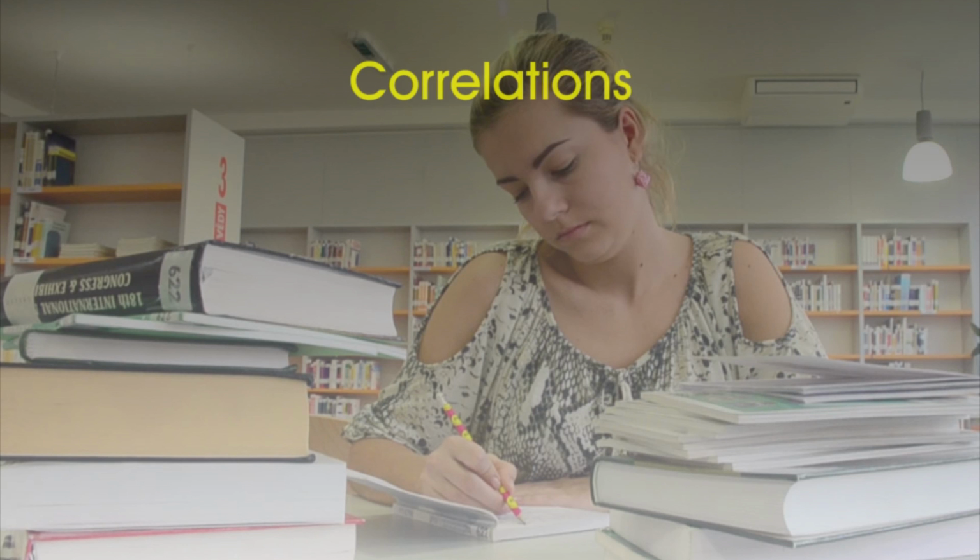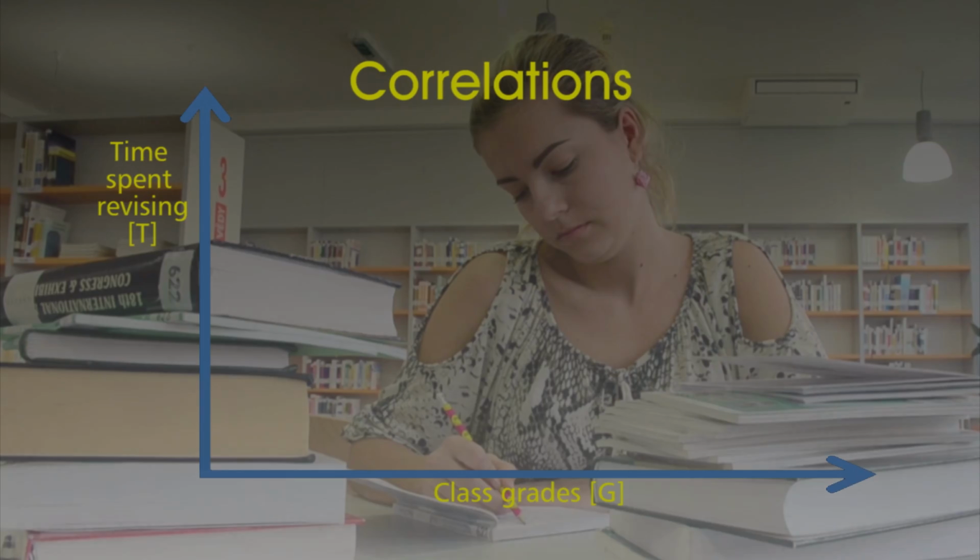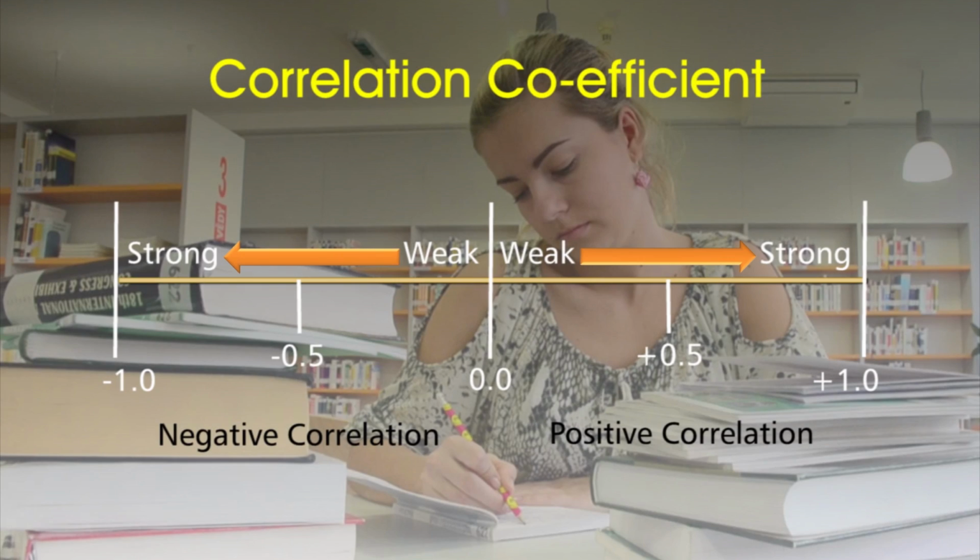So, for example, I might expect to find a relationship between the amount of time my students spend on their schoolwork and their grade. And we could do a correlation analysis to find out by looking at, for example, time students spend revising, T, and their grades in class, G. Correlation coefficients are calculations that measure the strength of a relationship, and the closer the number is to +1 or -1, the stronger the correlation is.